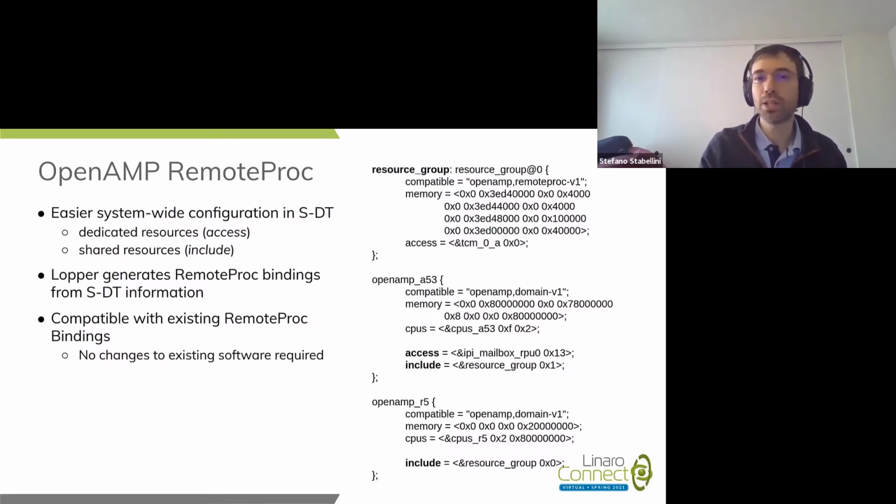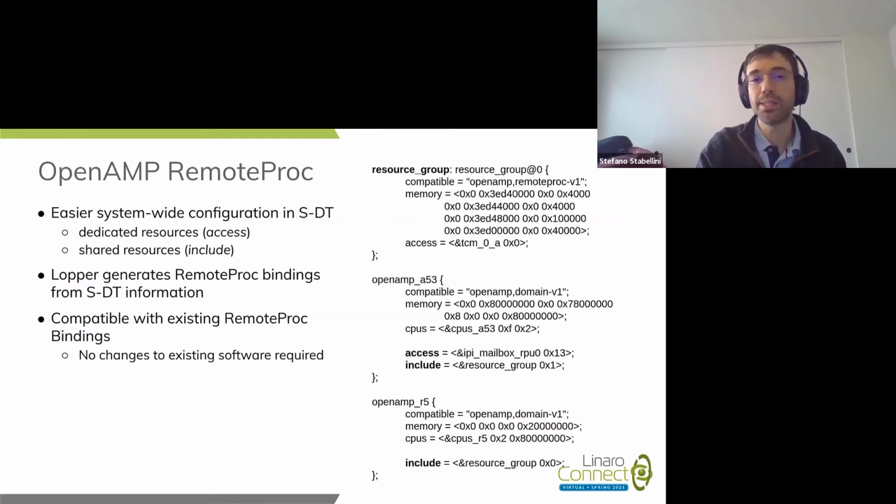And some resources that are shared, and then you can see the resource group on the top right side of the slide, including 4 memory regions and the TCM, that's a little special SRAM region. The resource group is shared between the A53 domain and the R5 domain. That's all it takes, plus a couple of flags, to specify a remoteproc connection at the System Devicetree level, sharing of resources and uniquely assigned resources.